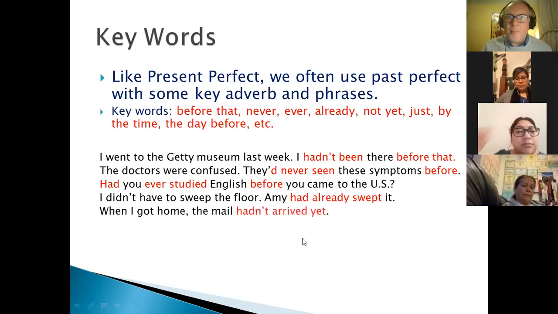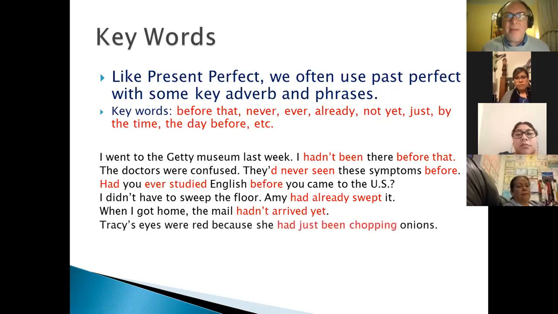When I got home, the mail hadn't arrived. So again, two actions. First, I got home, and the mail wasn't there. It hadn't arrived yet at that time. Maybe it came later, one hour, two hours later, but when I got home, it hadn't arrived yet. See why we use that had? Because we're talking about yesterday.